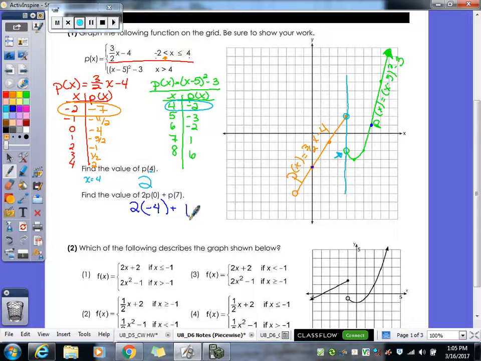So 2 times negative 4 gives us a negative 8. So negative 8 plus 1 would give us a negative 7.